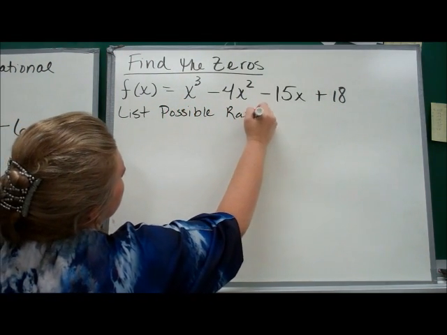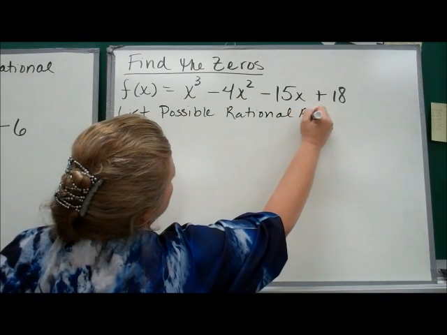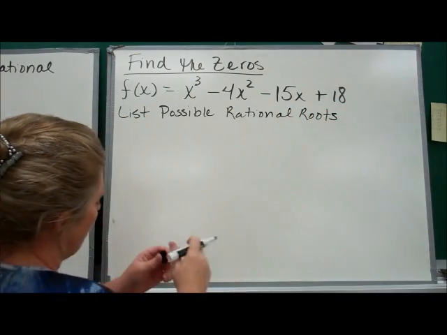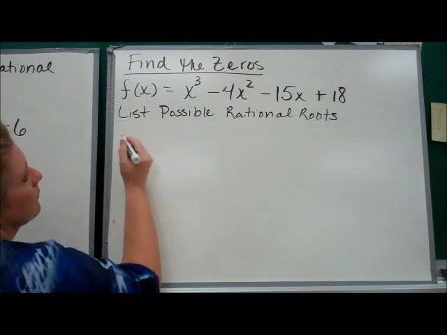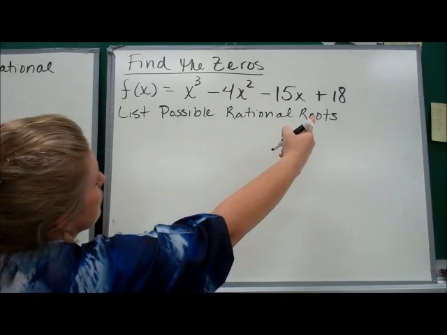possible rational roots. All right, so I'm going to list them here. What are the factors of 18?